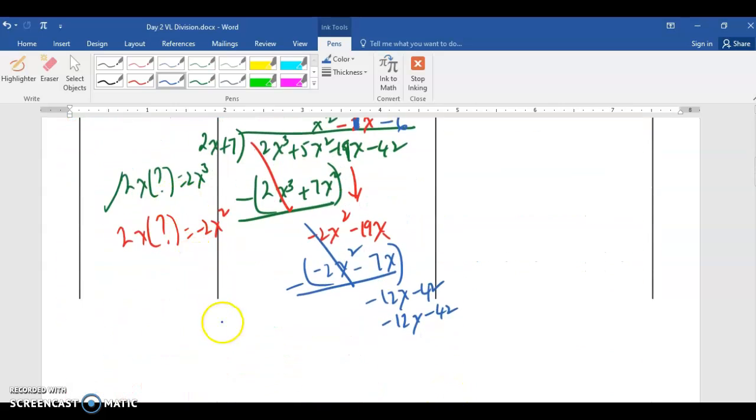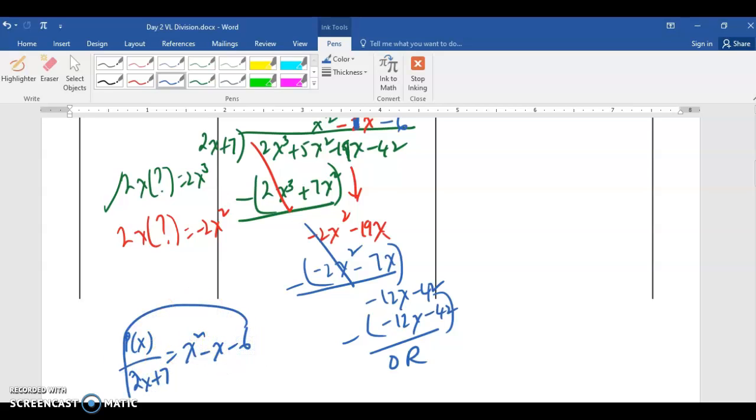Okay. And when you subtract, all of them cancel. You'll get a 0 remainder. So the answer is p of x over 2x plus 7 is x squared minus x minus 6. And that's the answer.